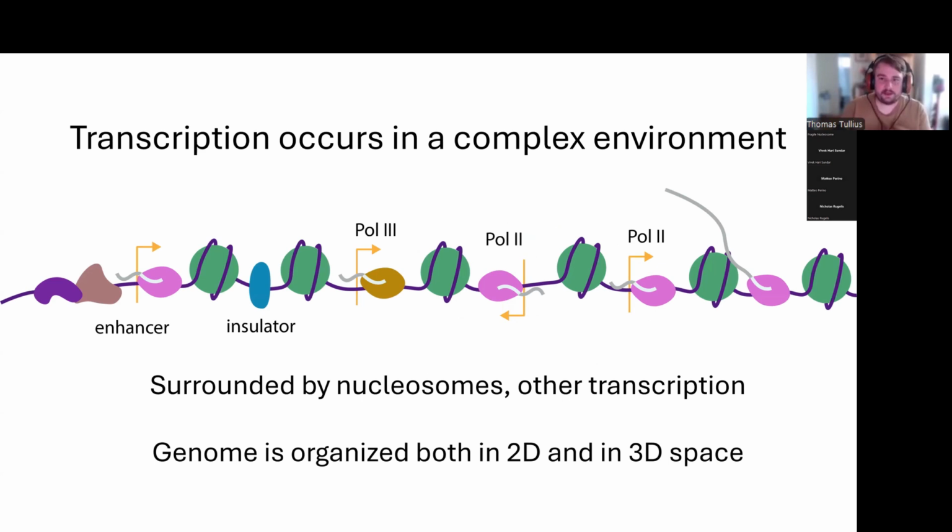As I'm sure everyone here appreciates, transcription is not occurring on some naked DNA template with nothing on it. It occurs on a genome that's packaged into nucleosomes, which can serve as barriers to transcription. It is surrounded by other transcription, both at the same gene, with multiple rounds of initiation, and from other genes very nearby, especially in Drosophila, which is the system I'm working in. You can have tRNAs, you can have enhancers. All of this transcription and all of these nucleosomes are happening at once on single chromatin fibers, and it's all organized within a linear and 3D arrangement of the genome.